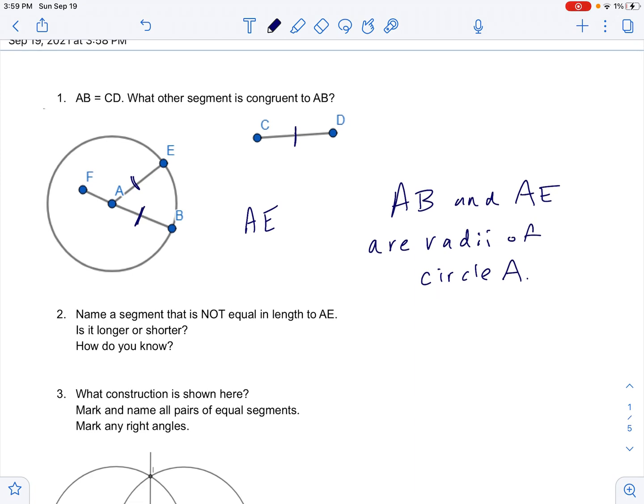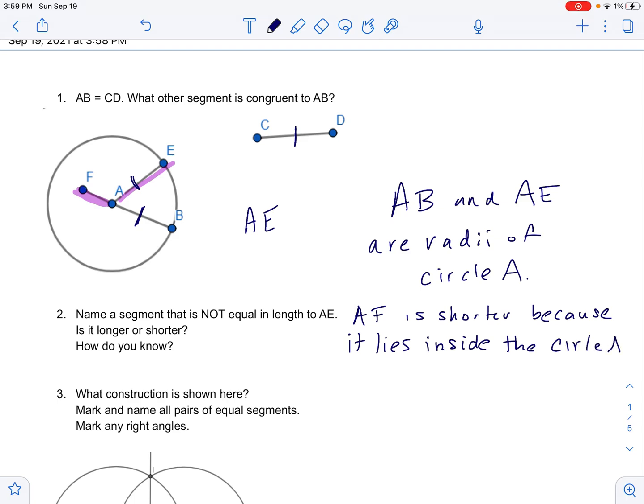Name a segment that is not equal in length to AE. So I would say AF is not equal to AE, and I would say it's shorter, and the reason I know that is because AF lies inside the circle, or circle A.